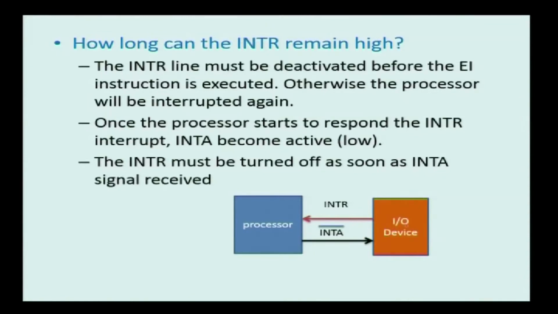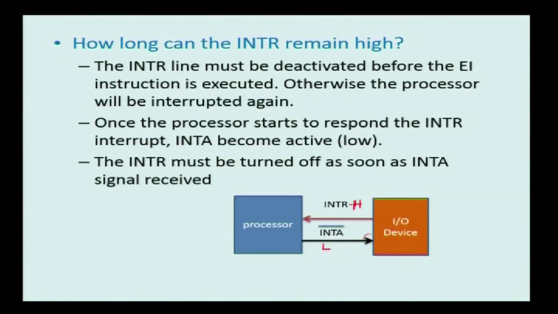This is a simple diagram based on the discussion. This is the IO device and the processor. If the IO device wants to make a request, it sends a high signal on the INTR line, because this is an active high signal. After getting the request from the peripheral device, the processor completes its current work, then it sends a low signal on the INTA signal, which represents that it is now ready to proceed with the IO device.